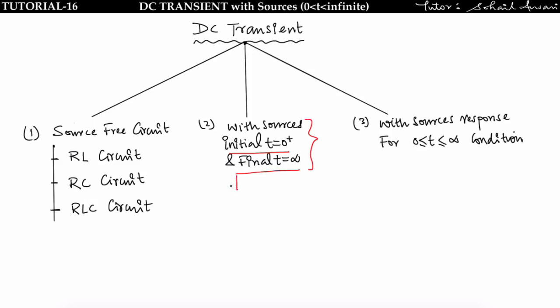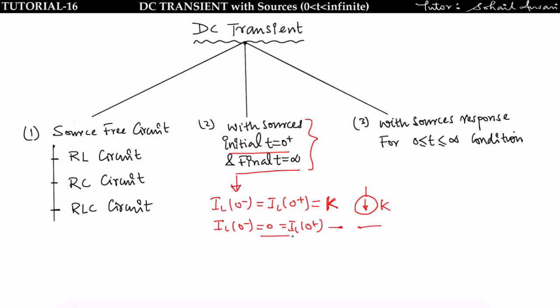In these categories we have seen that if the inductor is charged initially, then IL of 0 minus is equal to IL of 0 plus, which is equal to some constant value k. At t equal to 0 plus, this inductor is replaced by a current source having value k. And if the inductor is not charged initially, then IL of 0 minus is equal to 0, which is equal to IL of 0 plus. So in this case we replace the inductor by an open circuit, because the current is 0 initially.